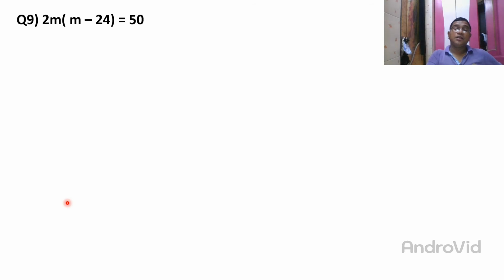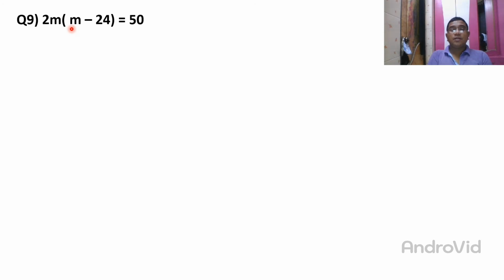Do you understand? Then we will see problem number 9. That is 2m in bracket m minus 24 is equal to 50. What is written here? 2m in bracket m minus 24 is equal to 50. So this 2m is multiplying m, you get 2m square.